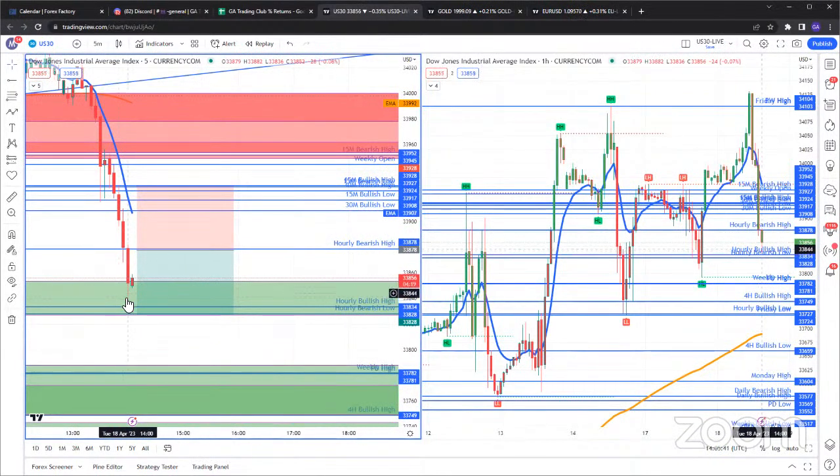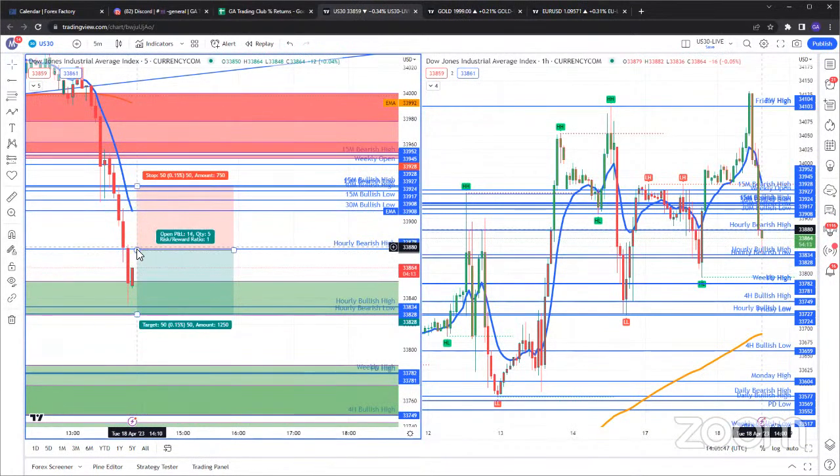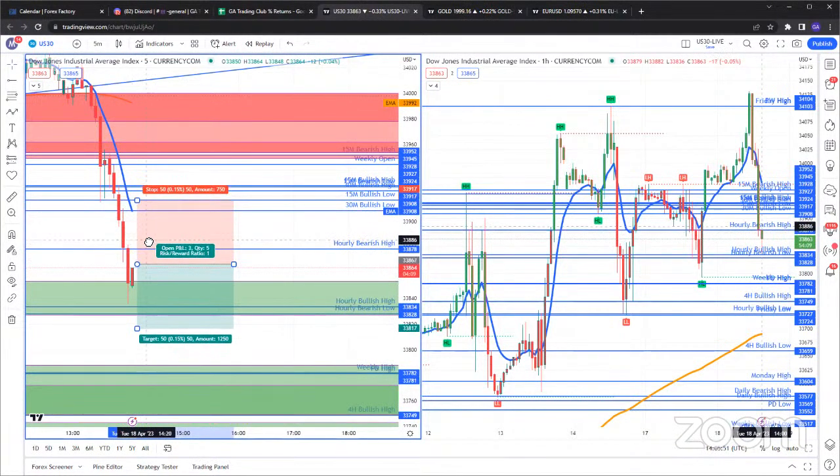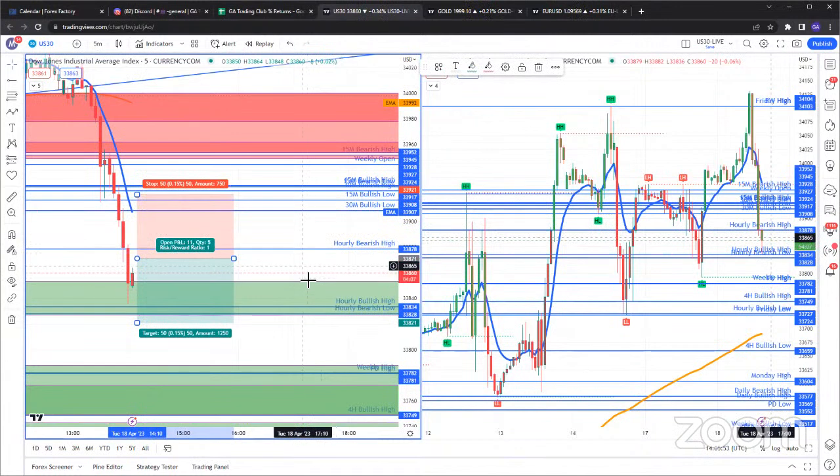So for this trade, waiting on the hourly bearish high to be retested as this candle closed below. So waiting on the hourly bearish high to be retested, and then we need that candle to close. And at that point, we will enter the sell on US 30.